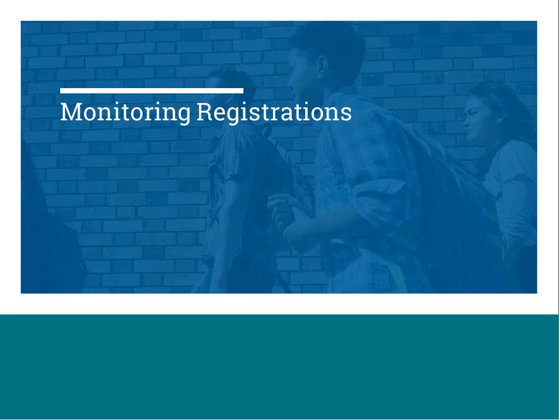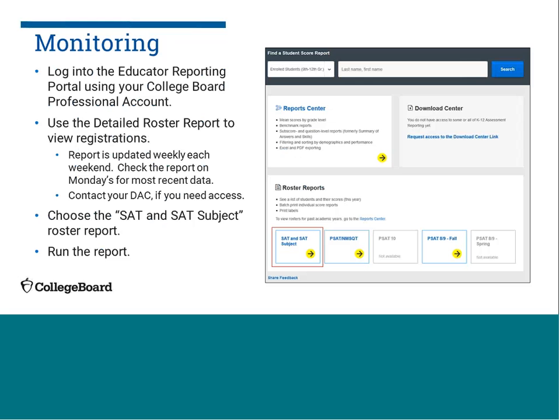So let's talk about how to monitor registrations. One of the things that will be important is for you to review as students are registering to make sure that all of your students sign up for the Saturday administration, especially if you happen to be an online school. To do so, you're going to log into the educator reporting portal using your College Board account. When you come to your dashboard, you are going to choose the roster report. So you're going to choose the SAT roster report to take a look at.